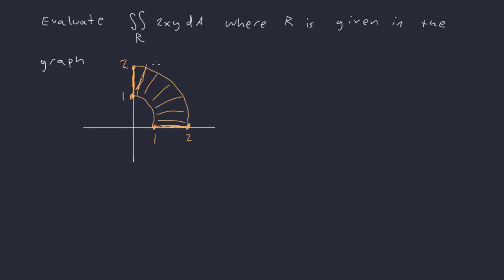All right, looking at another example, let's evaluate the double integral over R of 2xy dA, where R is given in the graph. So here we have this fourth of a disk, shown here. We're going to want to do this using polar coordinates, and I tend to always want to do that if I ever see anything that is circle-based or disk-based.